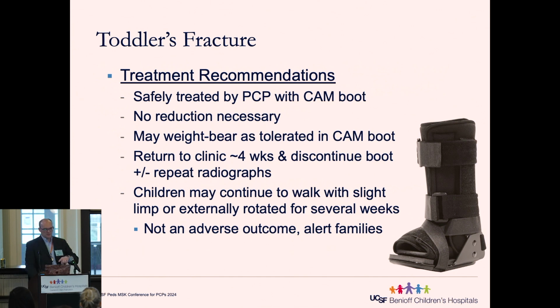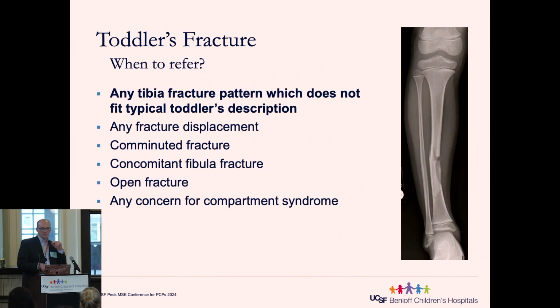So I'm going to skip by this one to get to what are the problems. So what's not a toddler's fracture? Any tibia fracture that doesn't fit what we just talked about. All right, so if you see comminution like this, so if there are multiple fracture lines, you can see a segment missing, that's not a toddler fracture. If you look at the long skinny fibula here and you don't see a fracture there, there's minimal fracture there, it could be a toddler's fracture. If you see a fracture in the fibula, it's no longer stable enough, it needs a little bit more advanced casting. Open fracture, any concern for compartment syndrome.